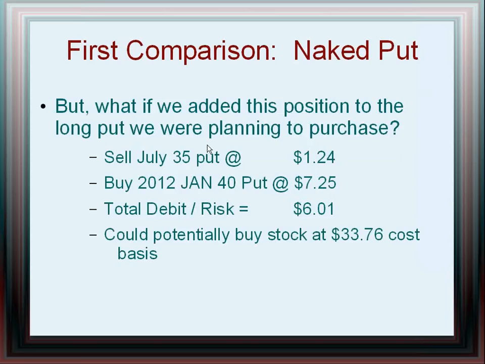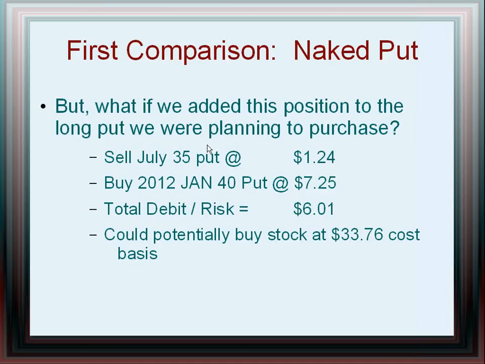Okay, but we're trying to limit risk, so we're going to use the naked put to potentially buy shares of stock at a discount. But what if we also at the same time buy the same put we were planning on using for an insurance policy with the RPM technique? So we sell the July 35 put at $1.24. Buy the January 2012 40 put that we would have in our RPM for $7.25. So our total debit and the total risk is $601.